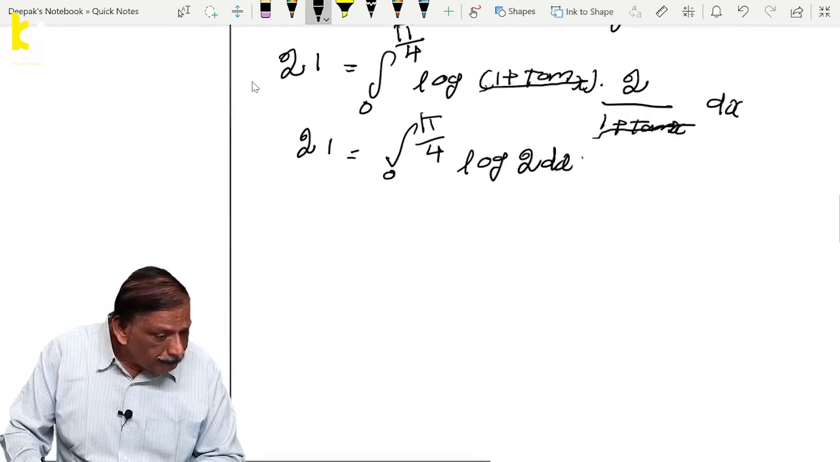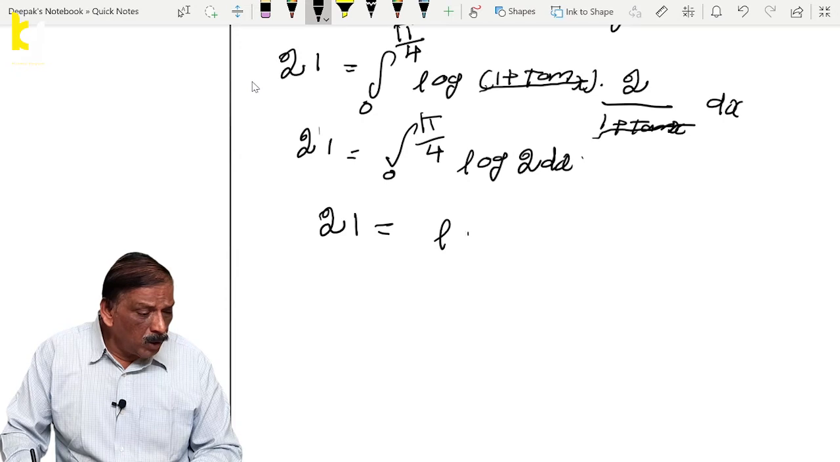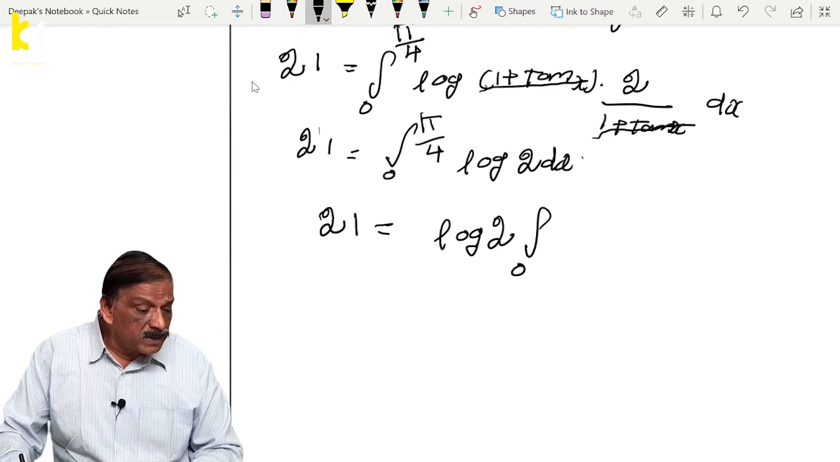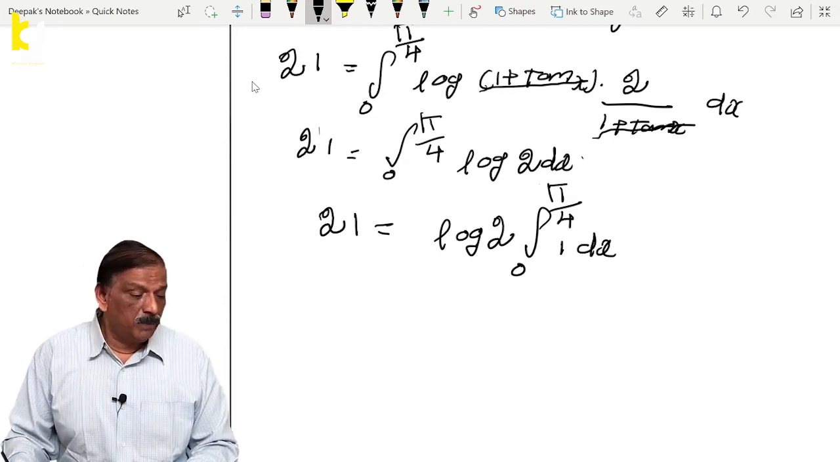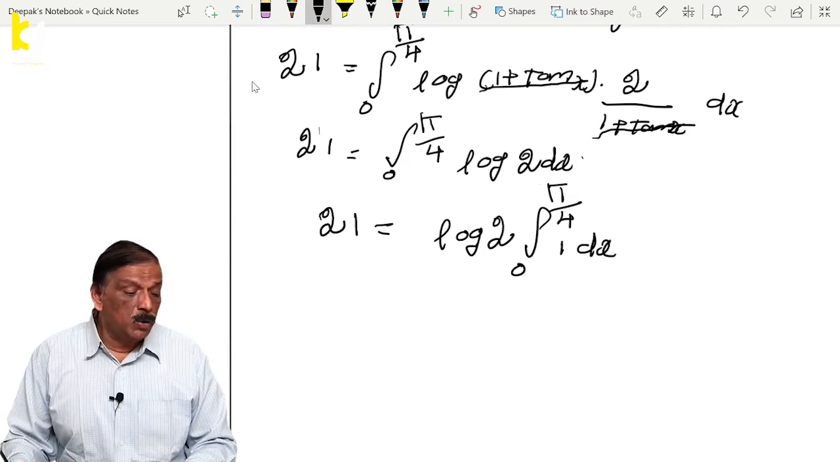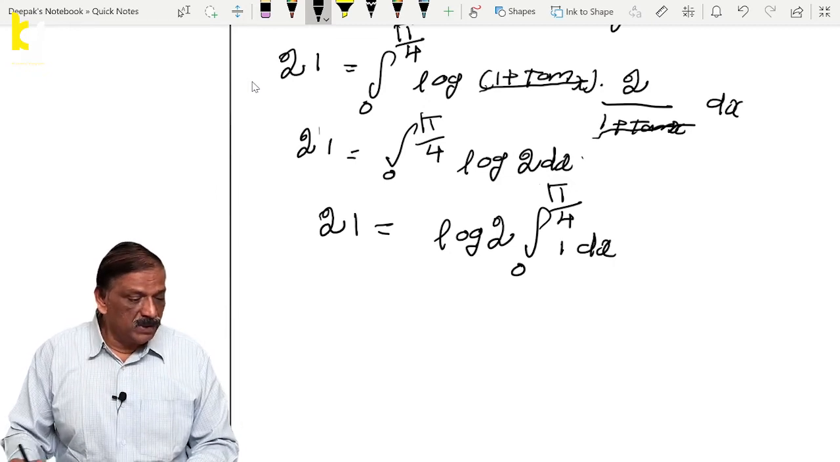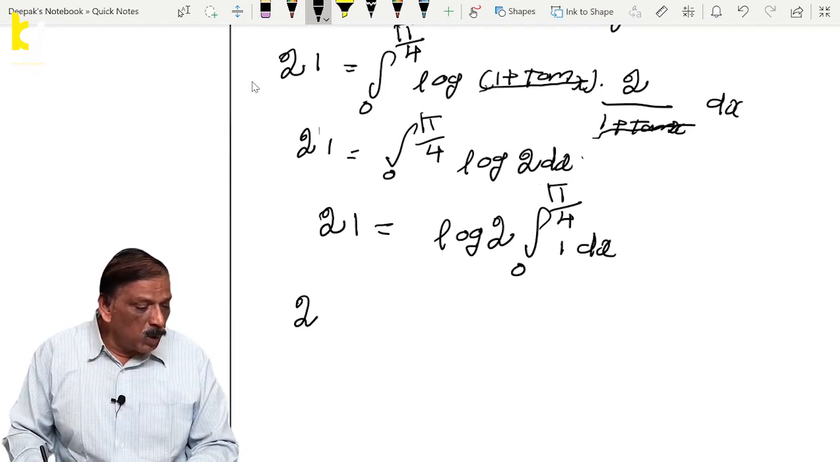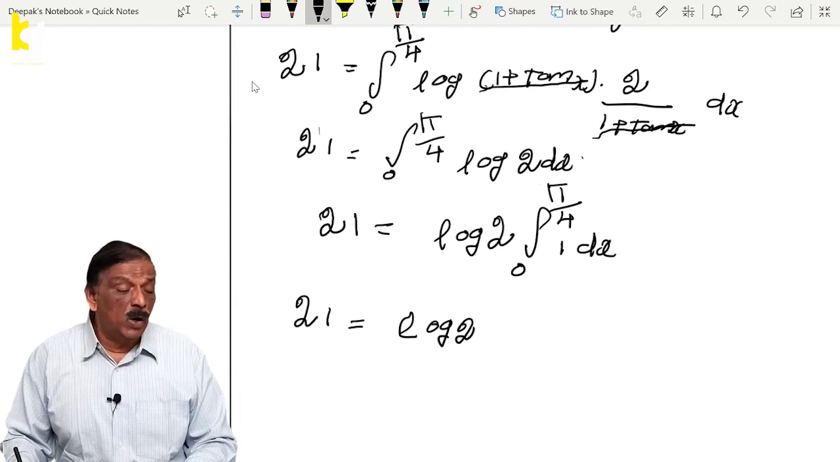2I equal log 2 integral 0 to pi by 4 1 dx, because log 2 into 1, that is log 2. So 2I is equal to log 2 integral 0 to pi by 4 1 dx. This is very important question. So this is equal to 2I equal log 2 integral 0 to pi by 4 into 1 dx.